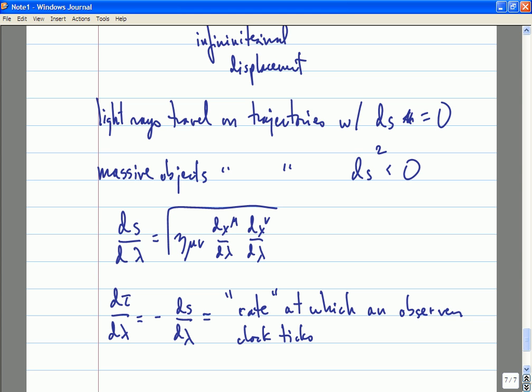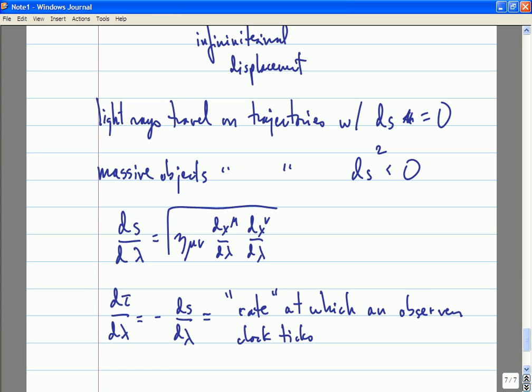So, for example, if lambda, as we discussed earlier, is given by my proper time as measured along this world line, then of course d tau by d lambda is equal to 1. On the other hand, if I'm moving on some spaceship that's accelerating around the universe, and you're sitting at home on Earth, and lambda is your proper time and not my proper time, then d tau by d lambda and ds by d lambda would not be equal to 1. It might be less than 1.